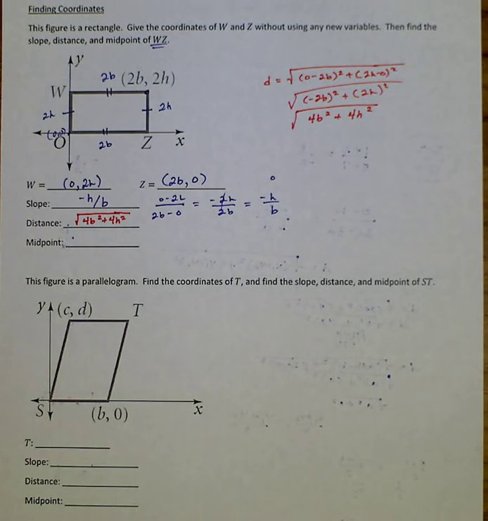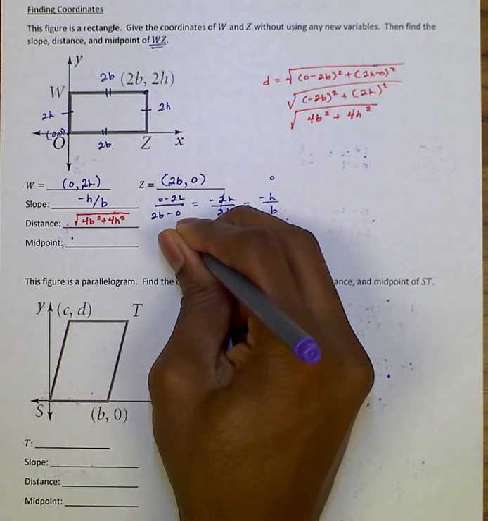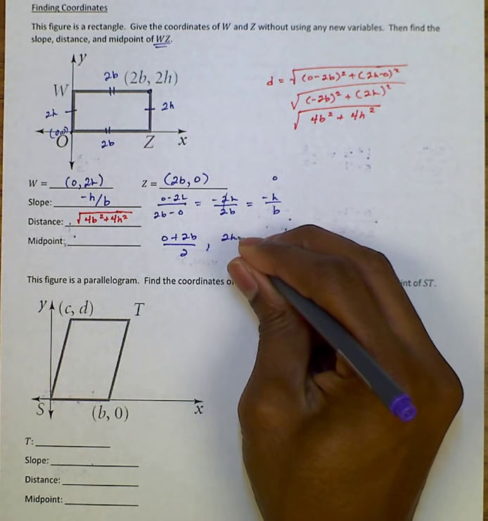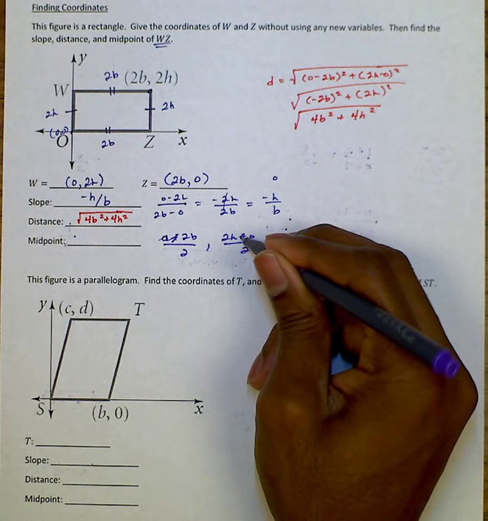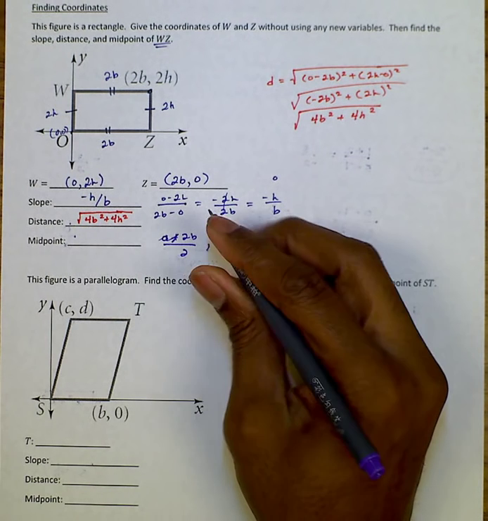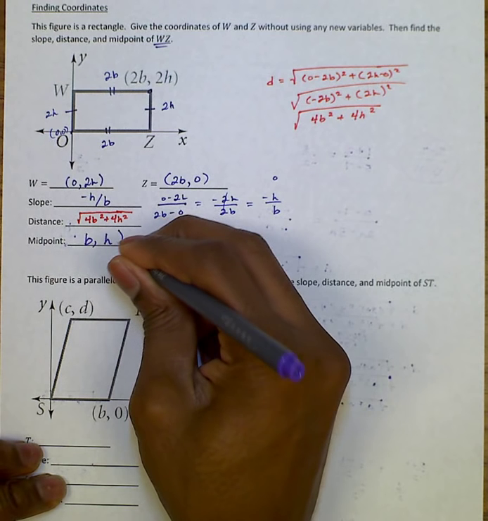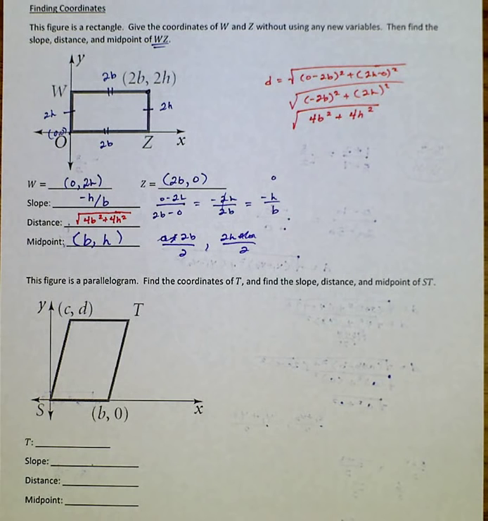And then our midpoint is just the average of the x's and the average of the y's. And so our x is 0 plus 2b over 2, comma 2h plus 0 over 2, which just gives us basically 2b over 2 and 2h over 2, which is going to be b, comma, h.